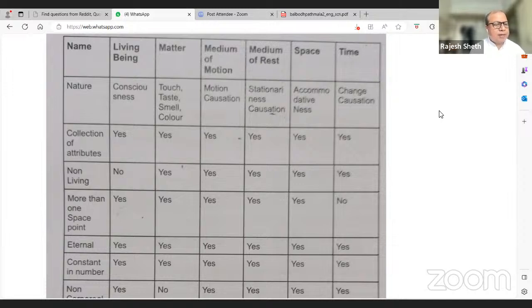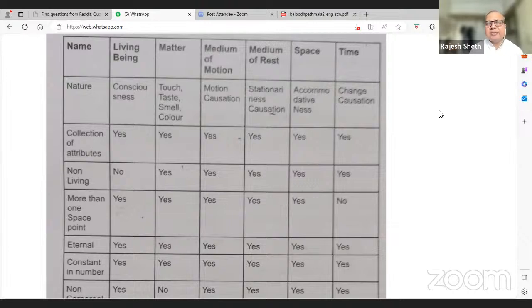Okay. Space, what is the specific quality of space? Accommodativeness. What is the specific quality of dharma dravya or medium of motion? That it acts as an instrumental cause in movement. And what is the specific quality of medium of rest? It acts as an instrumental cause for something to stop or be constant, stationary. So these are four spatial substances having specific qualities, and the other two are living being and matter.